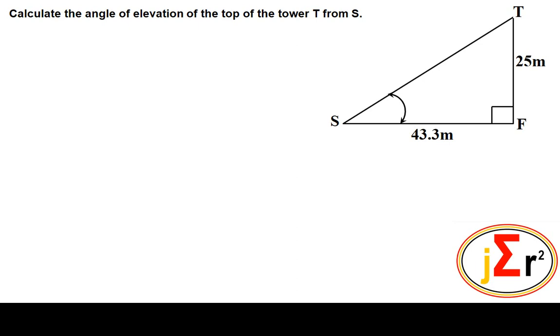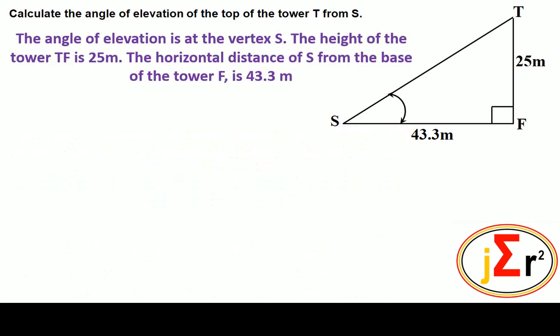Calculate the angle of elevation of the top of the tower T from S. The angle of elevation is this angle. It is the angle of elevation of the top of the tower, which is T, as taken from S. Because the angle of elevation is taken from S, the angle of elevation is located at S. The angle of elevation is at the vertex S.